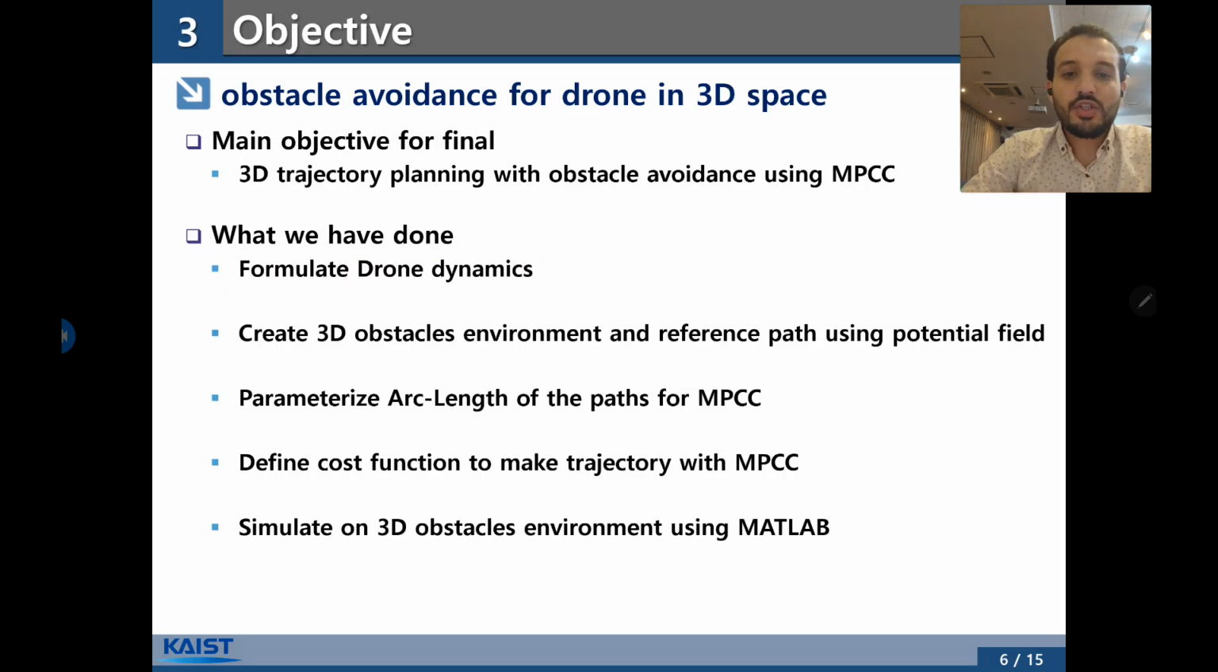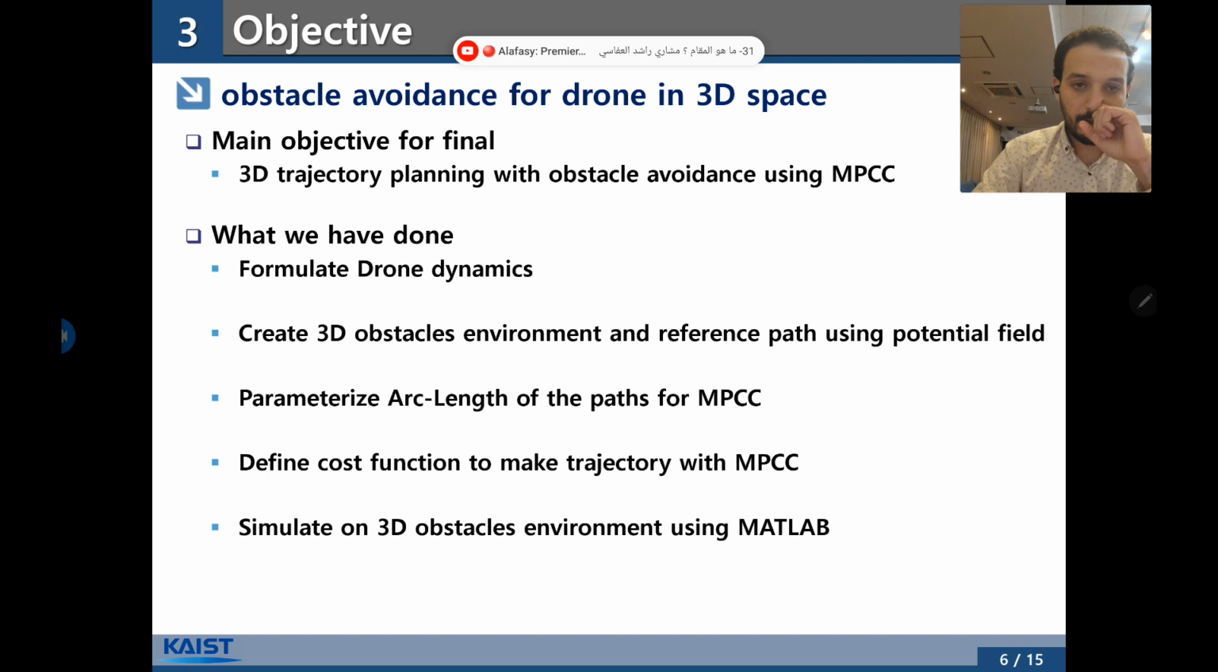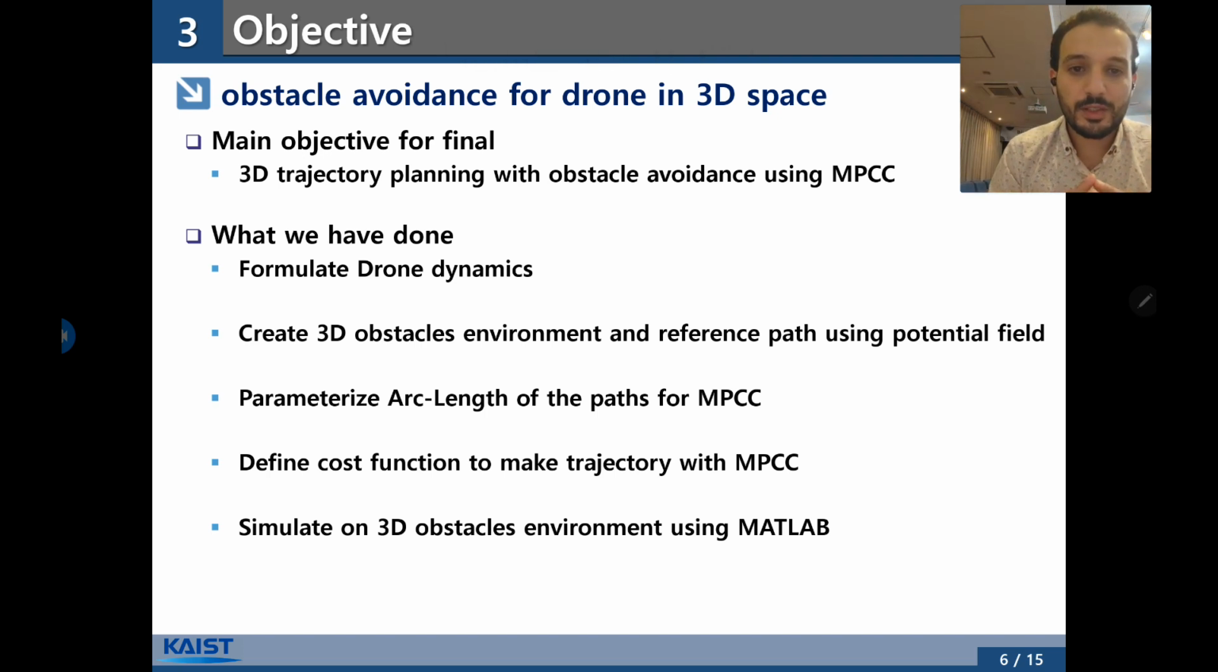Let me now reiterate our objective once more. Our final goal is to achieve 3D trajectory planning for drones with obstacle avoidance using MPCC. To accomplish this, we have undertaken the following tasks. Firstly, we have formulated the dynamics of the drone, ensuring a clear understanding of its motion characteristics. Secondly, we have created a 3D environment with obstacles and established a reference path utilizing the potential field approach that we learned in the class, which enables effective avoidance of obstacles.